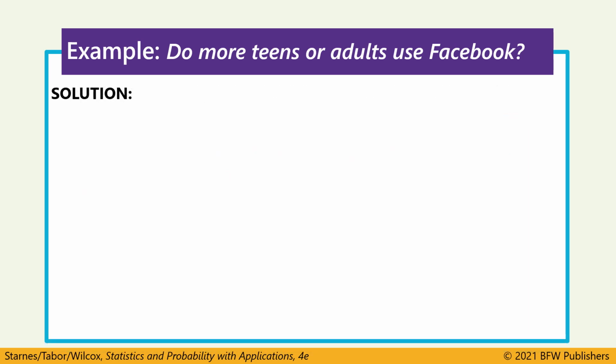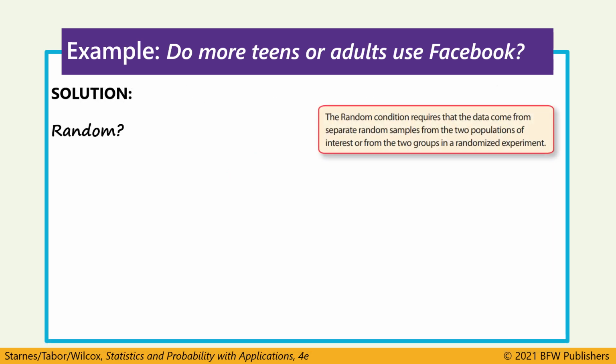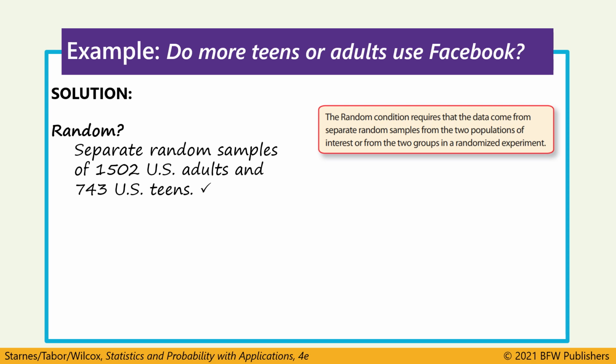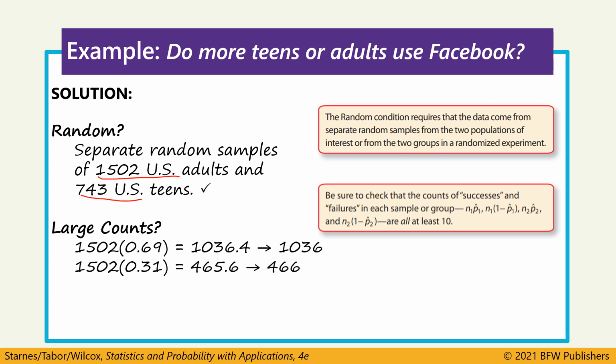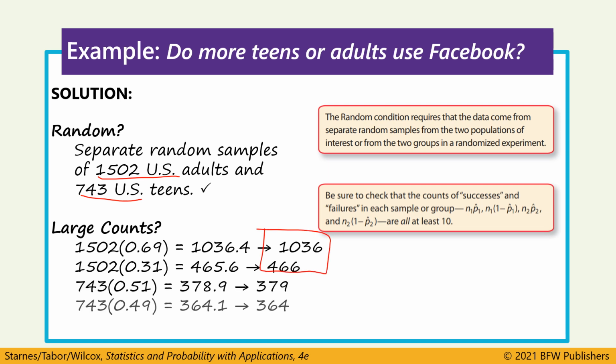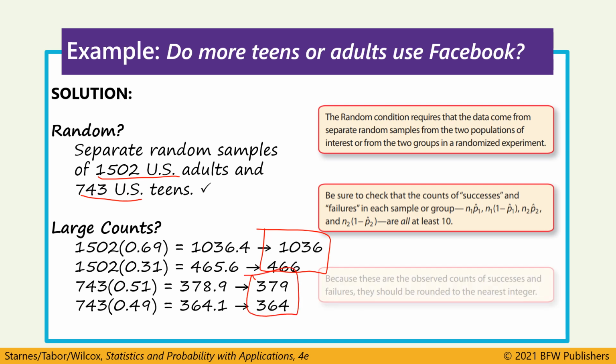So the first thing we'll do is check our conditions. It notes that these samples were random. When we write this, we're writing about both samples separately, and we're not putting them together. When we check the large enough, or as I call it, the success-fail condition, we do n times p and n times q for both samples. So here it is for the adults. We can see both of those are bigger than 10. And then here it is again for the teens. And again, we have values larger than 10.